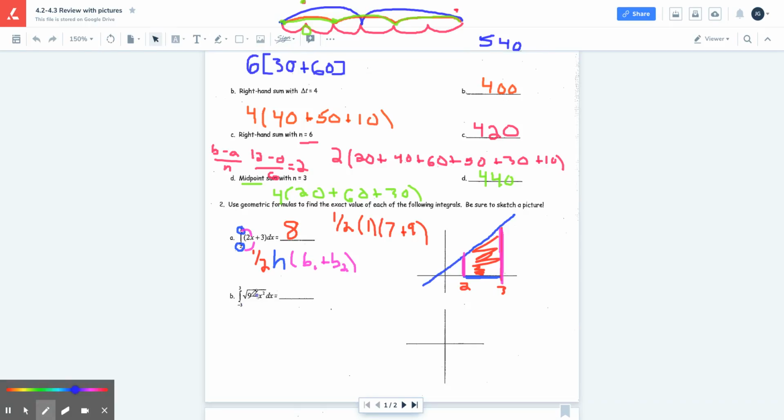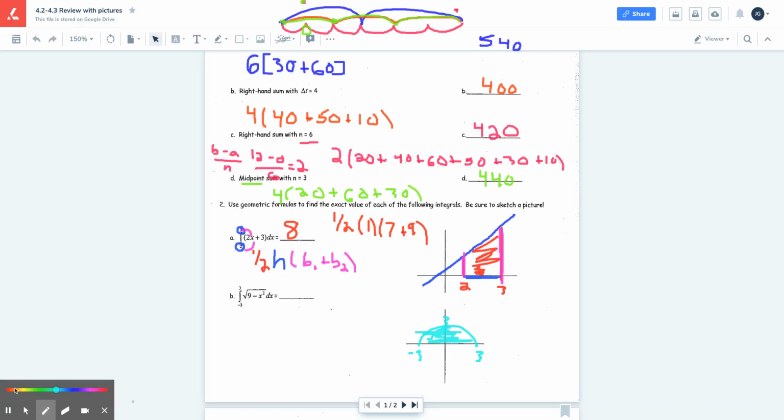And what's going to happen is whatever the square root of that number right there, that's a radius. So the square root of 9 is 3. So we have a semicircle going from -3 to 3, and since we are trying to figure out from -3 to 3, we are trying to figure out all of this area right here.